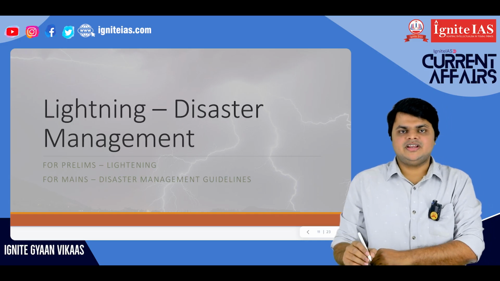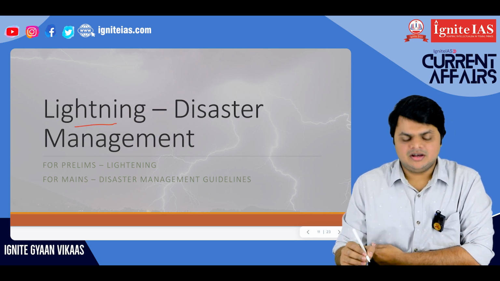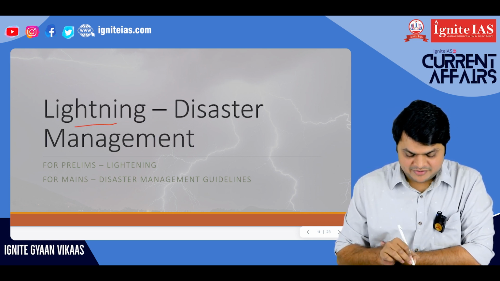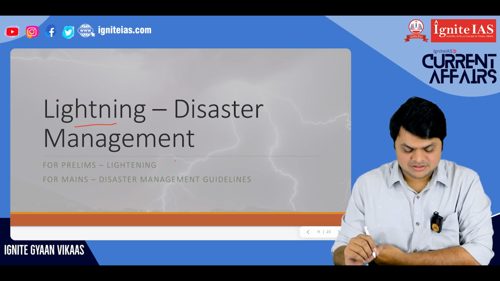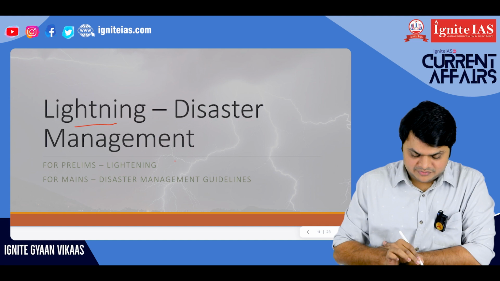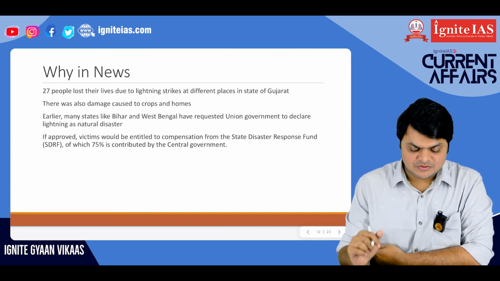Hello friends, we'll learn one important topic called lightning today with respect to disaster management. From prelims perspective, we need to just have an idea like why lightning occurs. So it can be part of a science question. And from mains perspective, it forms part of disaster management topic. So let's understand why this was in news.